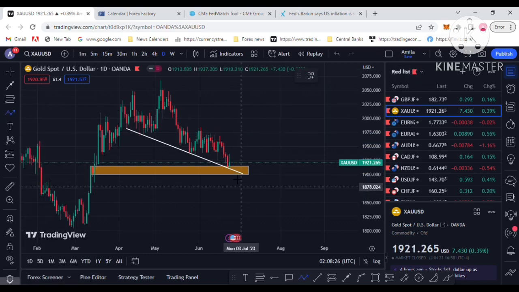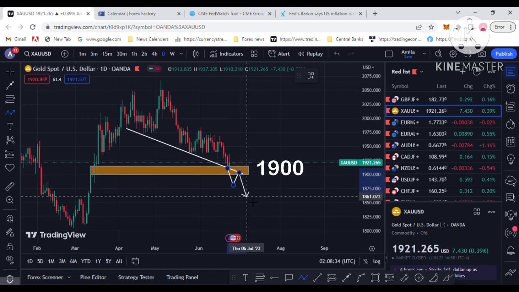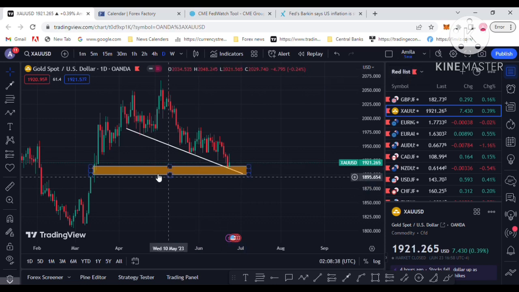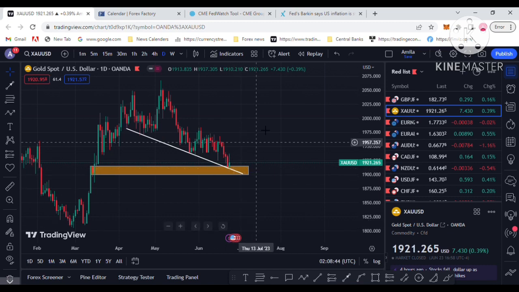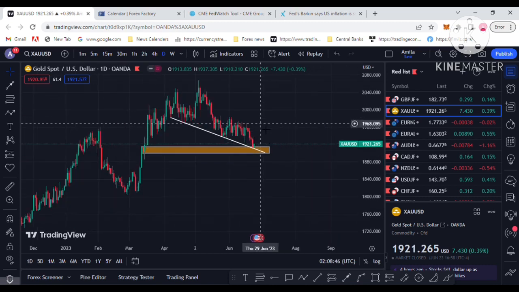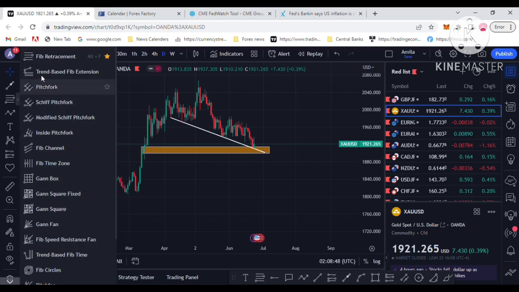So you can see this 1900 to 1910 level. If price breaks below this level, that's bearish for gold. 1900 is the key level zone for gold. I marked it with the yellow line. So the 1900 to 1910 level is the best buy zone for gold.